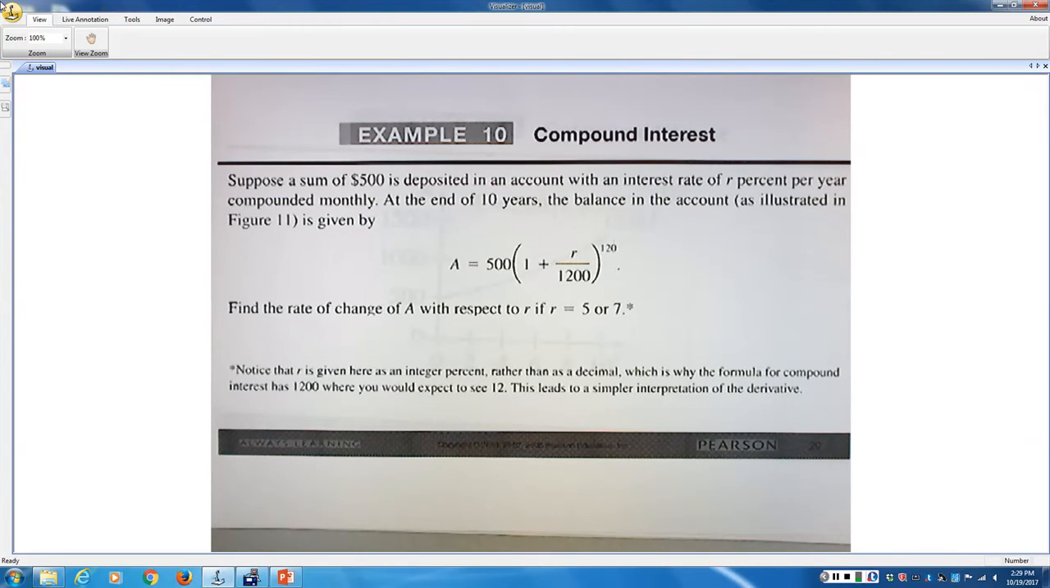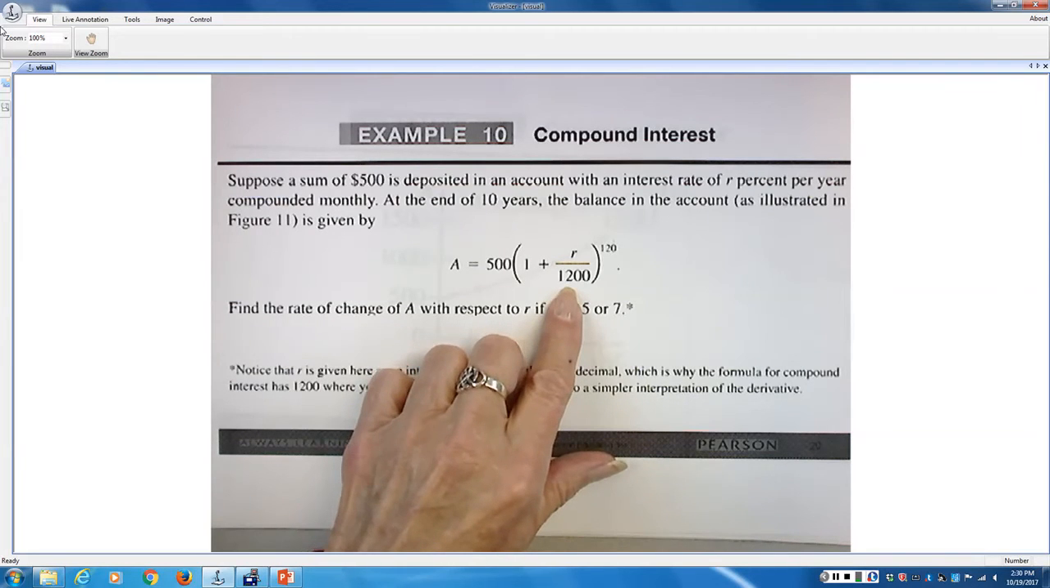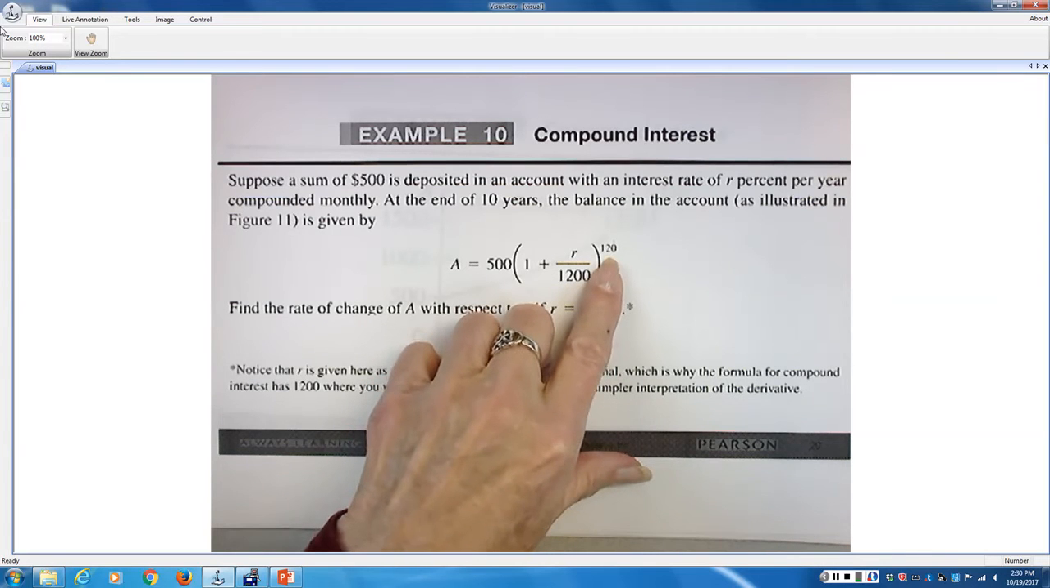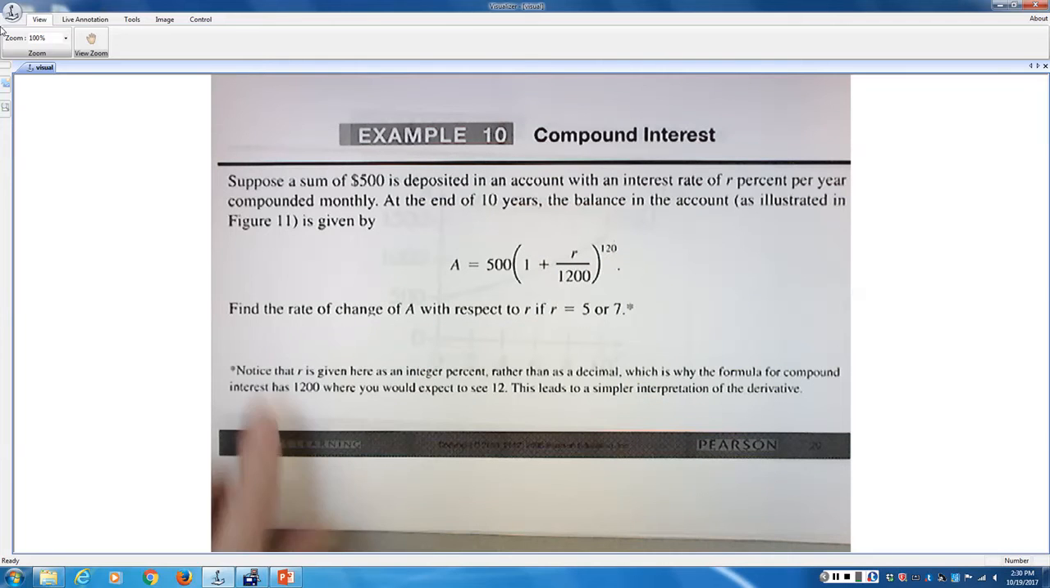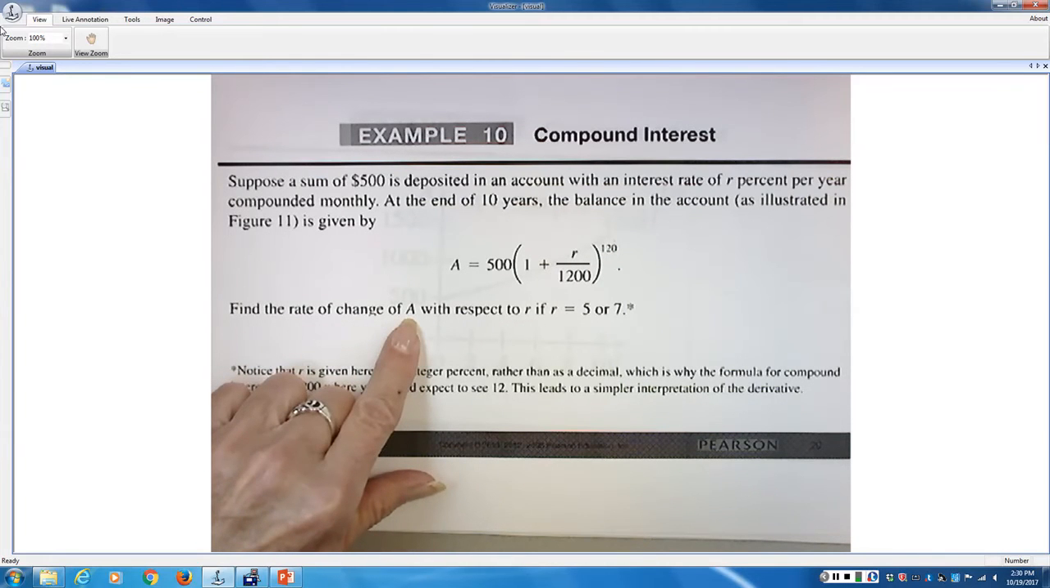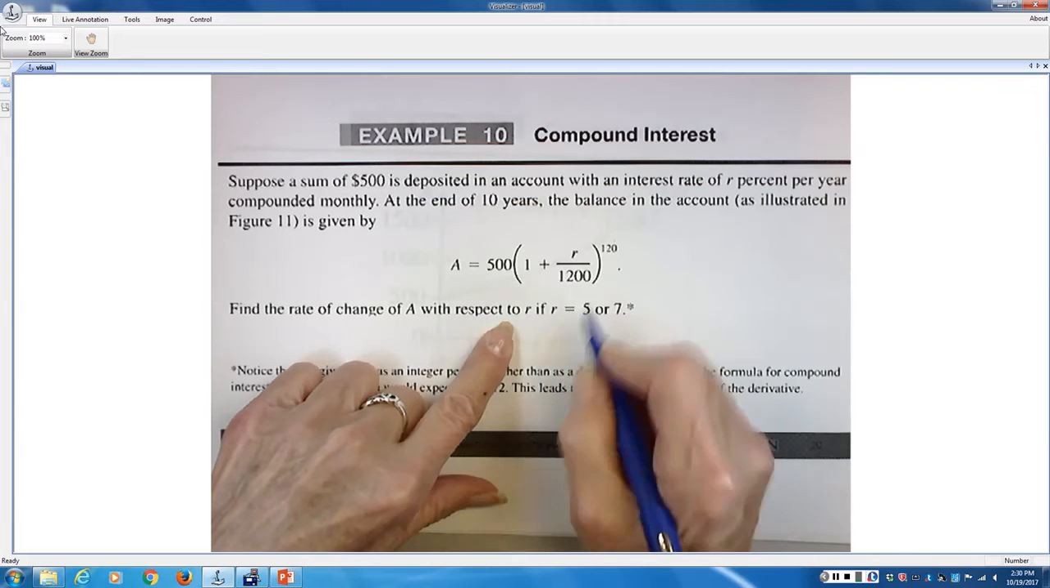Okay, so example 10 says, suppose a sum of money, and this should sound familiar to you. Suppose a sum of money is deposited in an account with an interest rate of R% per year, compounded monthly, and at the end of 10 years, the balance in the account is given by 500, which is your principal, times 1 plus the interest rate over 1,200, 1,200 being 12 months times 10 years, raised to the 120th power for the once a month compounding for 10 years. And it says they want us to find the rate of change of A with respect to R, and then if R equals 5 or 7.